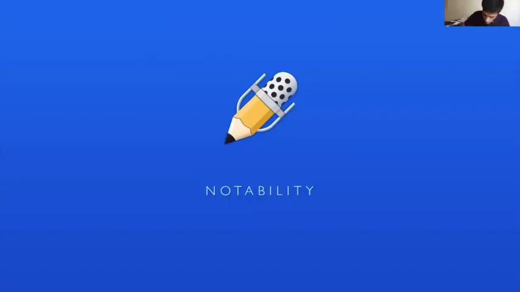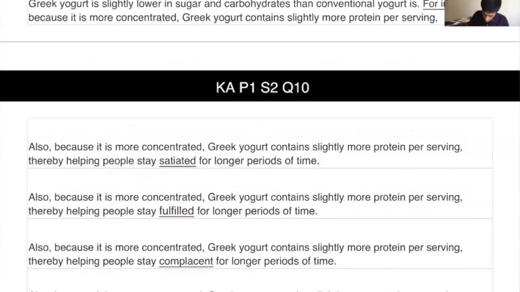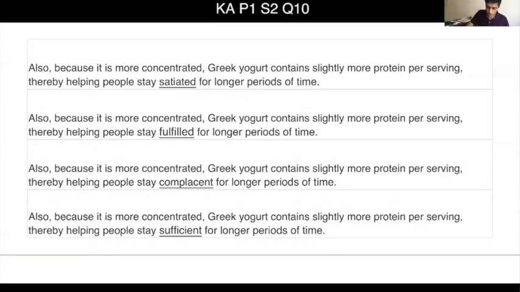Okay, and then let's do the question. Here's a question. What this is testing is just definition. So what they're saying is you're supposed to figure out what does this word mean, what are they trying to say? Because it's more concentrated, Greek yogurt contains more protein per serving, thereby helping people stay something for longer periods of time. So satiated is the correct answer because satiated means full.